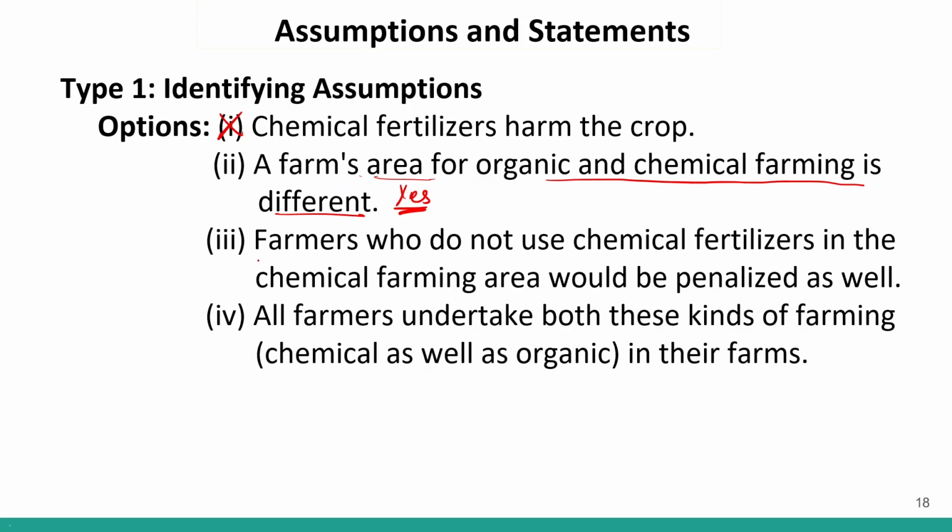Okay. Third one says farmers who do not use chemical fertilizers in the chemical farming area would be penalized as well. This is not mentioned in the statement, right? So, we cannot assume this. Anything that is not implicitly mentioned in the statement, we cannot assume. Fourth one says all farmers undertake both these kinds of farming, chemical as well as organic, in their farms. Again, we cannot assume this because there must be certain farmers who focus only on chemical farming and certain farmers focusing only on organic farming. So this is not clear to us from the statement. So only two can be assumed. So answer will be option number 2.